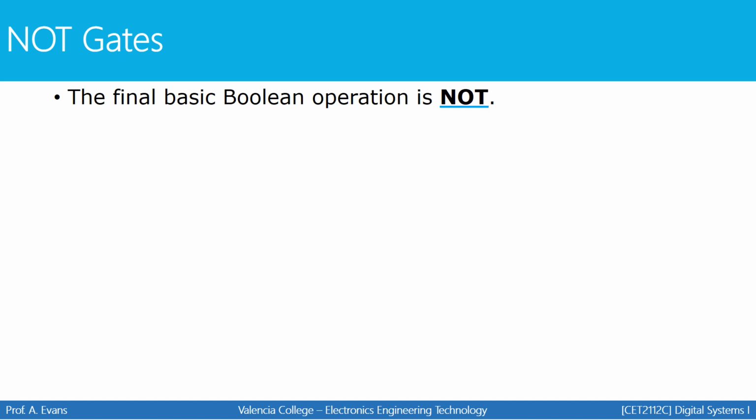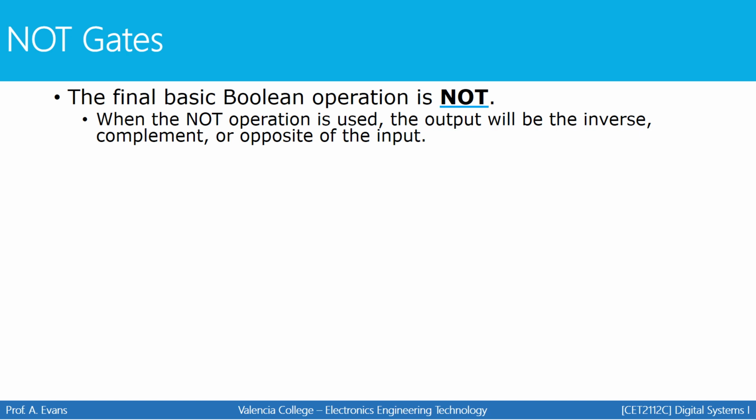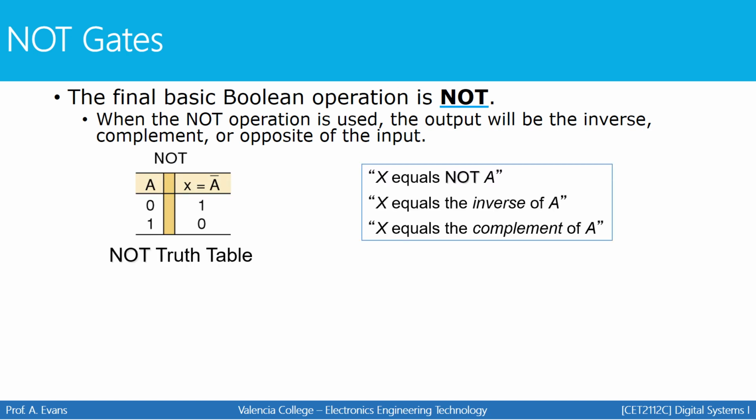And then the final basic Boolean operation is NOT. When the NOT operation is used, the output will be the inverse, the complement, or the opposite of the input. So here's the truth table that would describe that. If the input is low, the output becomes high. If the input is high, the output becomes low. That's the basic idea of NOT.